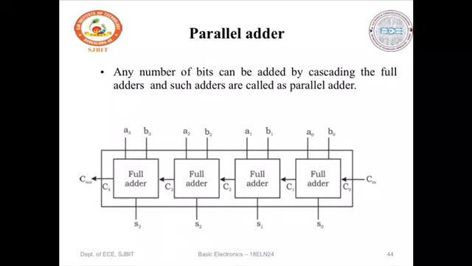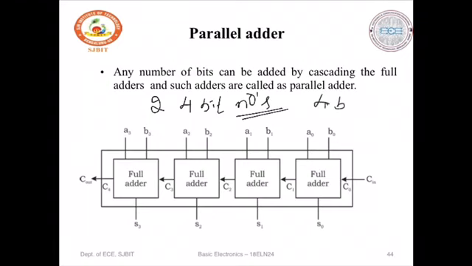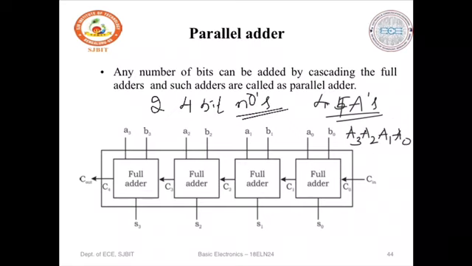If I want to add two 4-bit numbers, how many full adders do I require? I require 4 full adders, and those 4 full adders are to be connected in parallel. Let us take the two numbers to be added as follows. The first number is A3, A2, A1, A0. This is the first 4-bit number. The second 4-bit number is B3, B2, B1, B0. I can write it in small letters also. In the diagram, I have written it in small letters. You can take a capital letter or a small letter according to convenience.